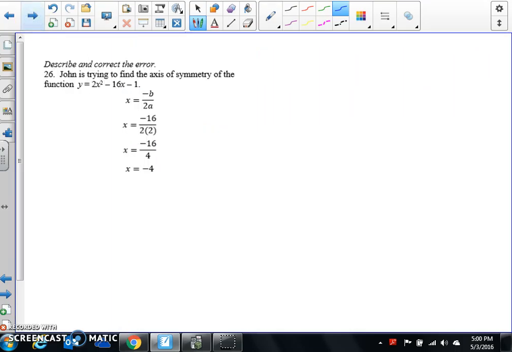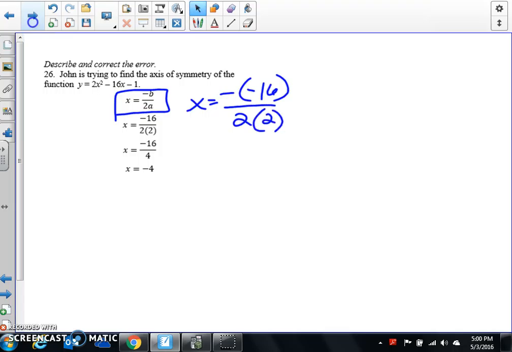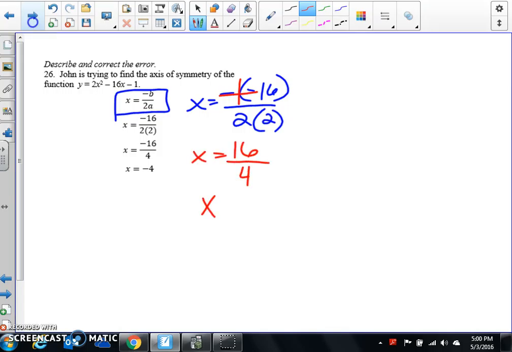All right, so what happened here is this is the correct formula. However, it's negative, x equals negative, my b is -16, all over 2a. So who is this, John? John forgot to say a negative and a negative is a positive. So this should be 16 over 2 times 2, which is 4. So my axis of symmetry is x equals a positive 4.